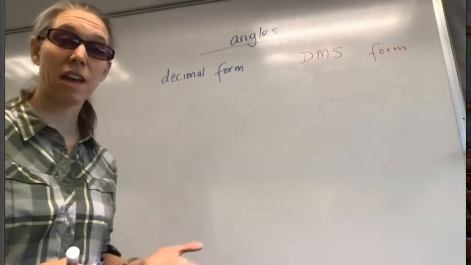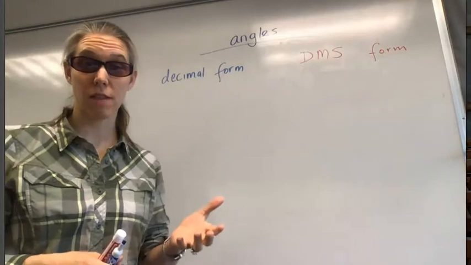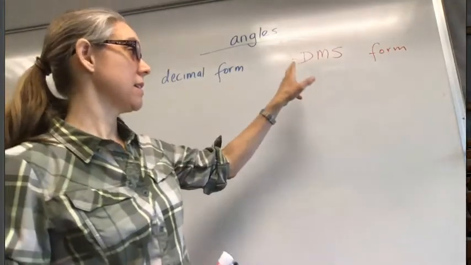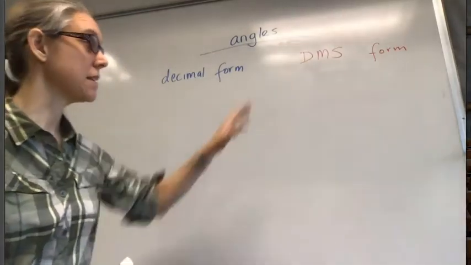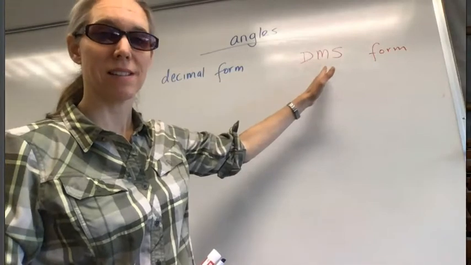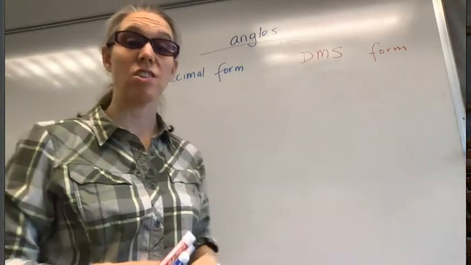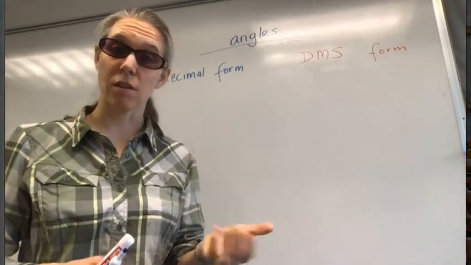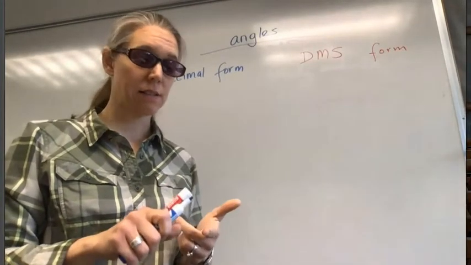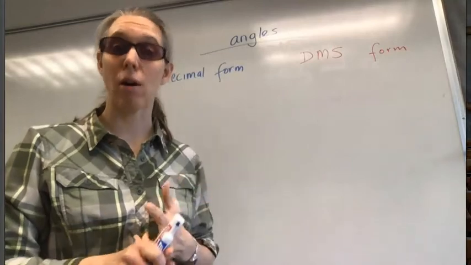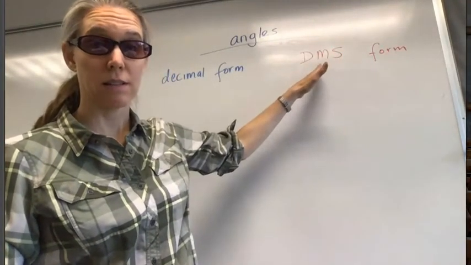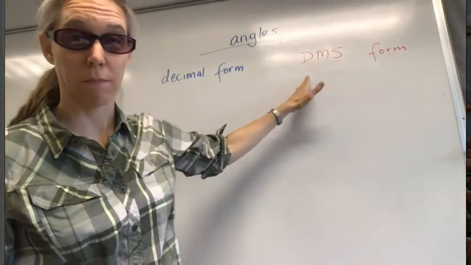When it comes to angles, there are two different ways to write them. One is in decimal form, and one is in DMS form. DMS form is degrees, minutes, seconds. And just as in the case of hours, there are 60 seconds in 1 minute and 60 minutes in 1 hour. So 60 seconds in 1 minute, 60 minutes in 1 degree.